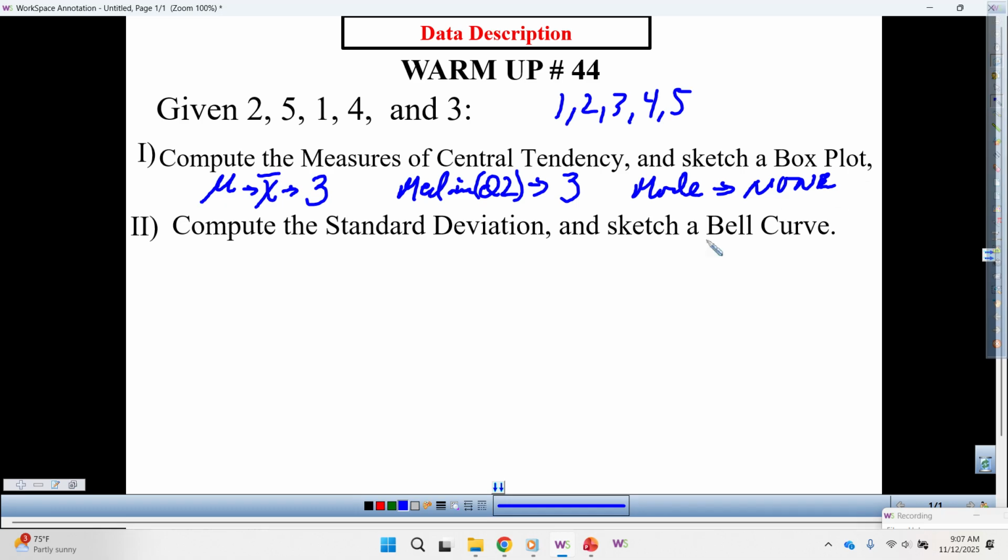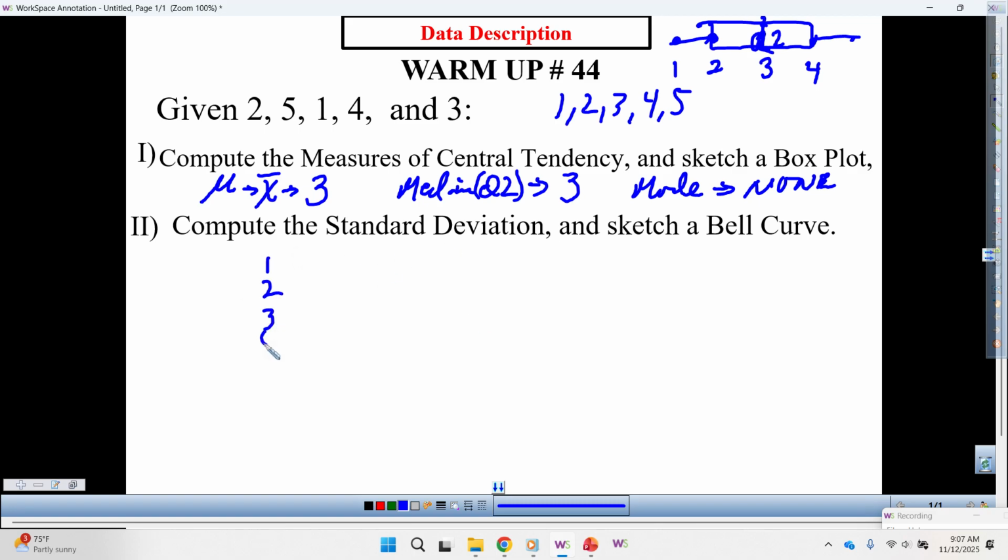All right, from there, compute the standard deviation. Oh, a box plot, my bad. Box plot: our min is 1, our Q2 is 3, Q1 is 2, Q3 is 4, and our max is 5. So, something like that. Go to number 2, standard deviation.